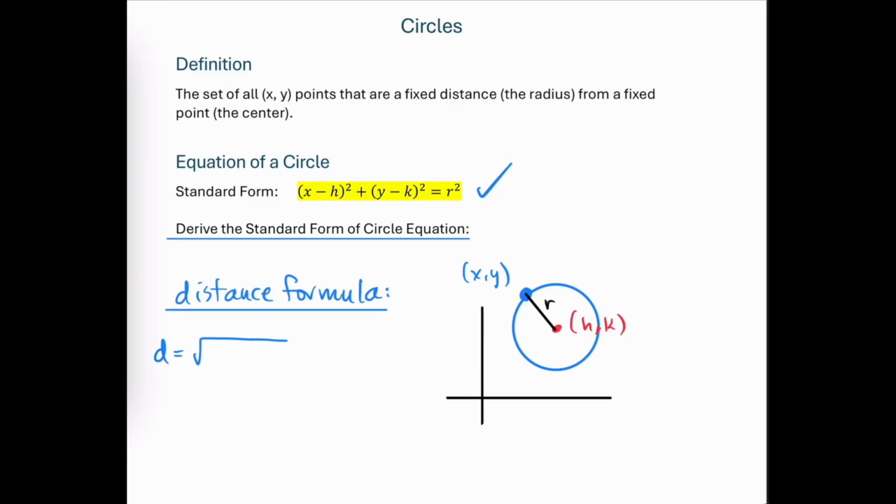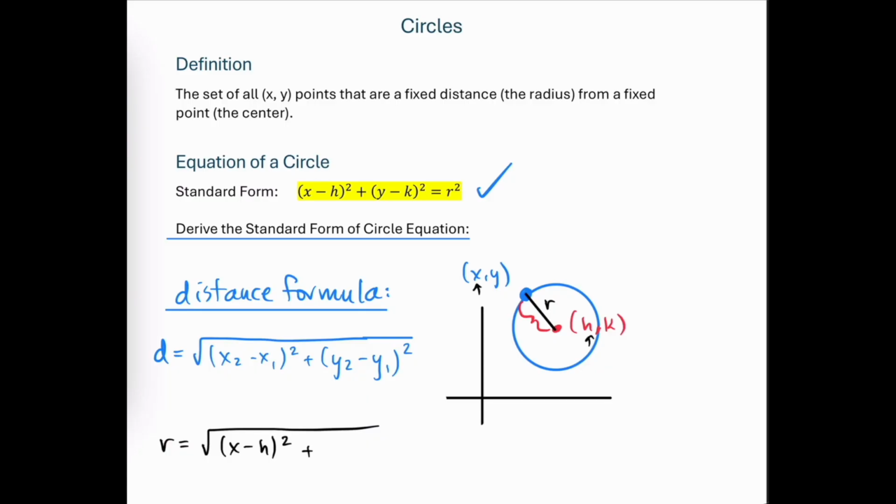As a reminder, the distance between two ordered pairs is the square root of (x2 minus x1) quantity squared plus (y2 minus y1) quantity squared. So let's apply this formula to our scenario here. We'll find the distance between these two ordered pairs, but since we already know the value of that distance is going to be the radius of the circle, we'll say that the radius is the distance between those two ordered pairs. Let's use this first x value as x1, and the second x value is h, so it's the square root of (x minus h) quantity squared plus the y value of this ordered pair minus the y value of the other ordered pair, quantity squared.